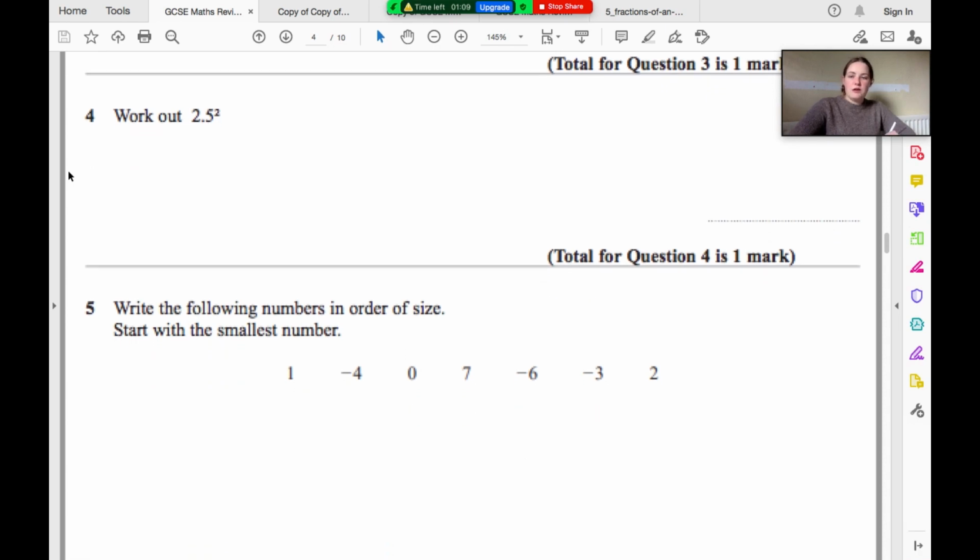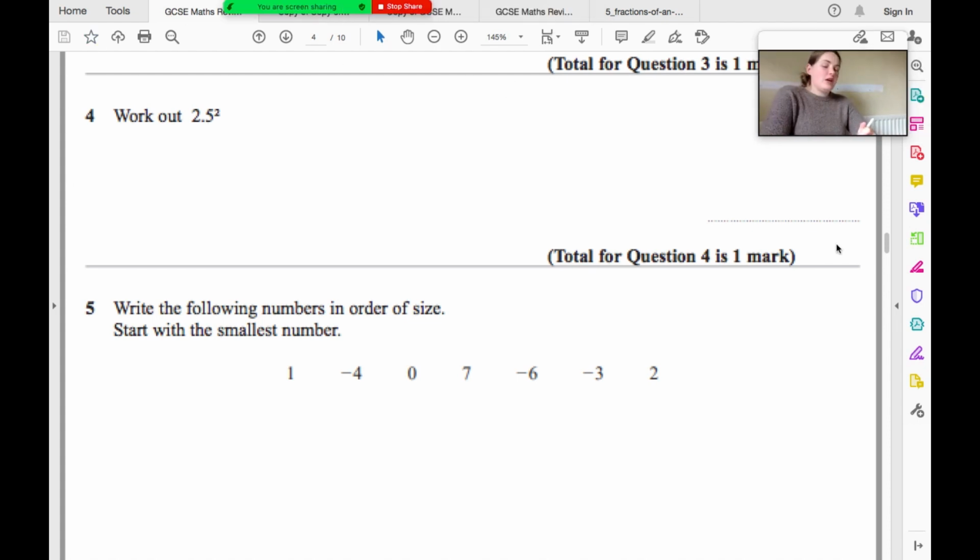Let's do these last 2. The first one is an indices question, and then the next one is writing down some negative numbers in order of size. So if you press pause, have a go, and then press play for the answer. Okay, so this next question, work out 2.5 squared. Now, if you haven't watched the indices video or you think you know what to do, that's great. But again, if you don't know what to do, you should really go back and watch that because it is really helpful in terms of things like this.